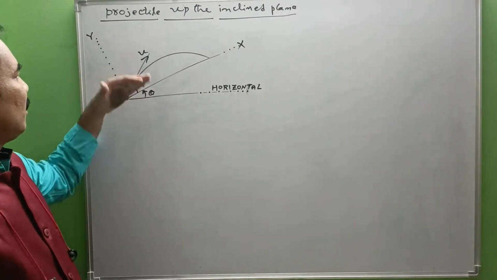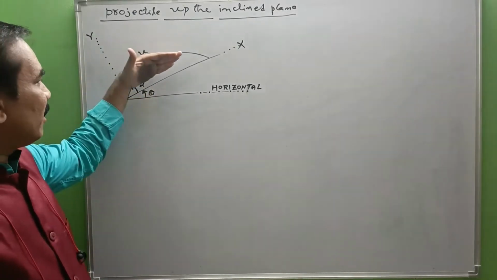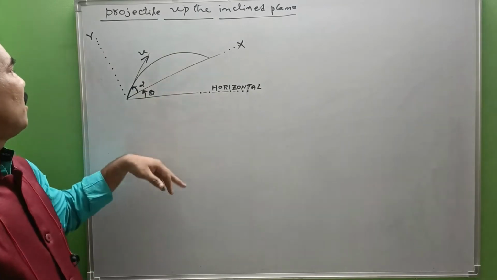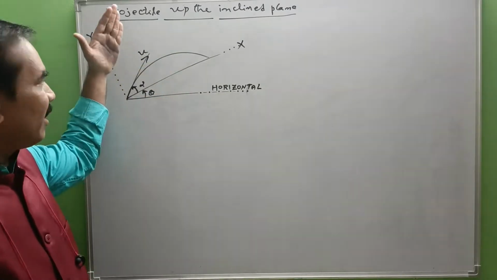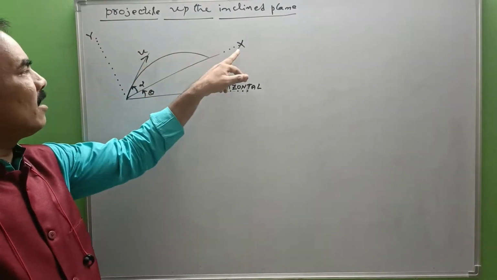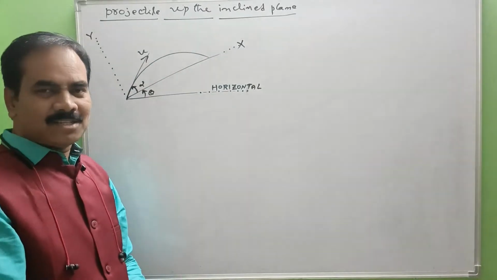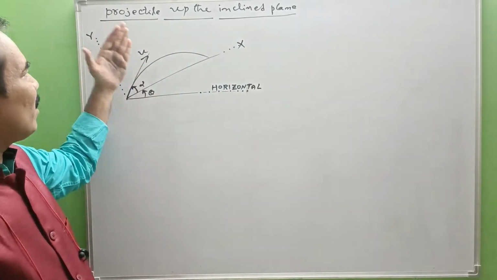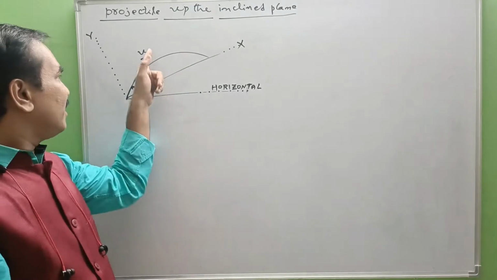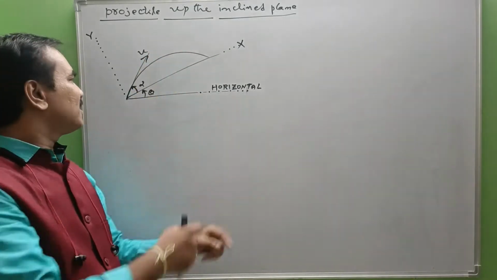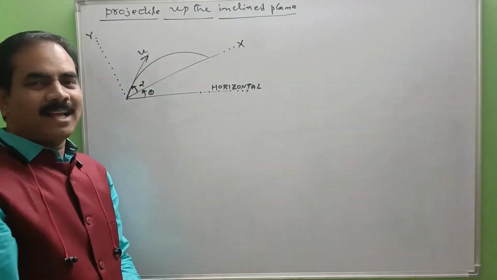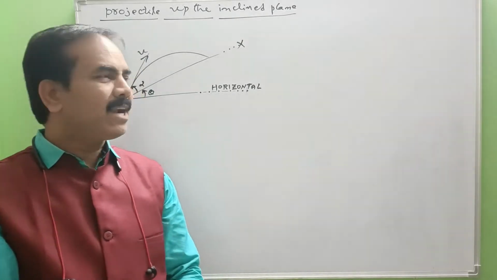See here, this is theta, the angle made by the inclined plane with the horizontal. This is alpha, the angle made by the initial velocity with the inclined plane, otherwise the x-axis, right? Now, at the same time, what is the total angle made by the initial velocity with the horizontal? That is alpha plus theta, am I right?